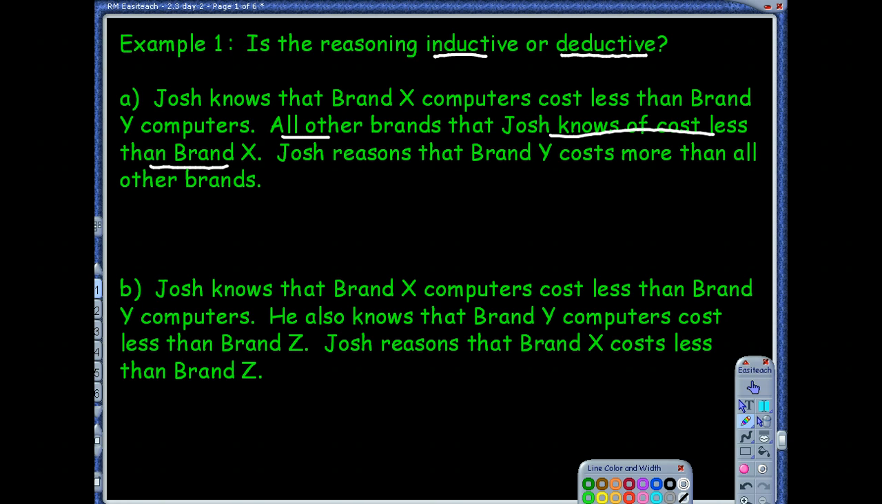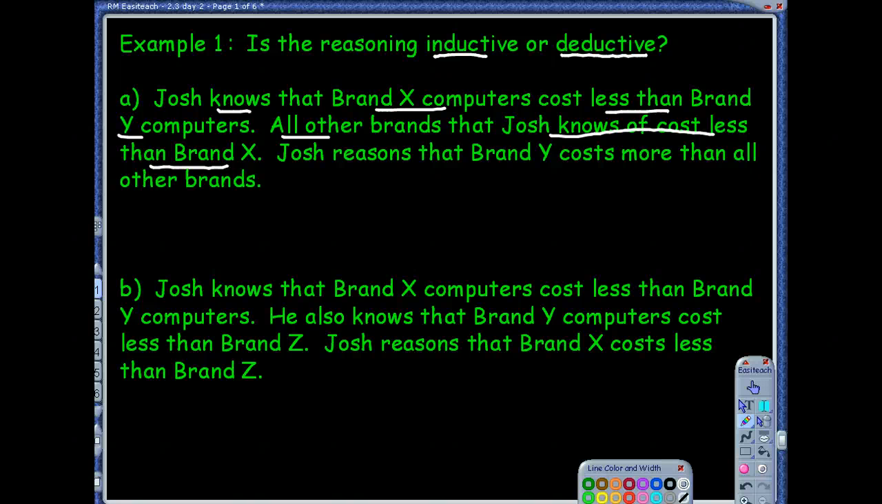And up at the top. Sorry. Oh, yeah, up here. That's all right. I saw Josh knows. Yes, he knows brand X computers cost less than brand Y. Yeah, but then the next thing you underline, that all other brands that he knows of. So this isn't necessarily every brand. These are only the brands that he knows. And he may know of some, but there might be some out there he's unaware of. Okay. So yes, he has some data, but he doesn't necessarily have all of the data to use.